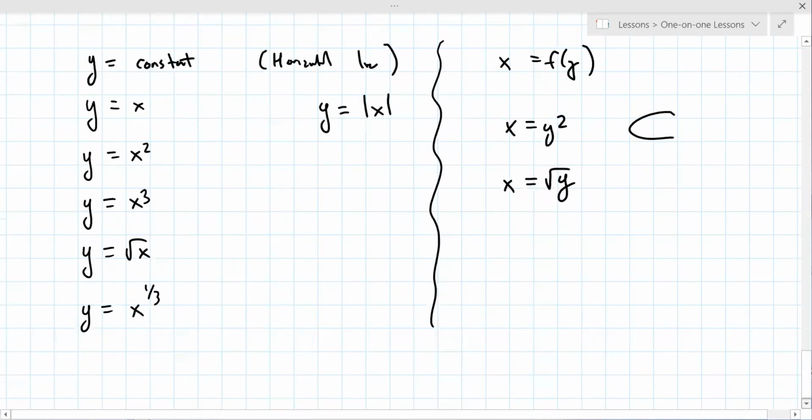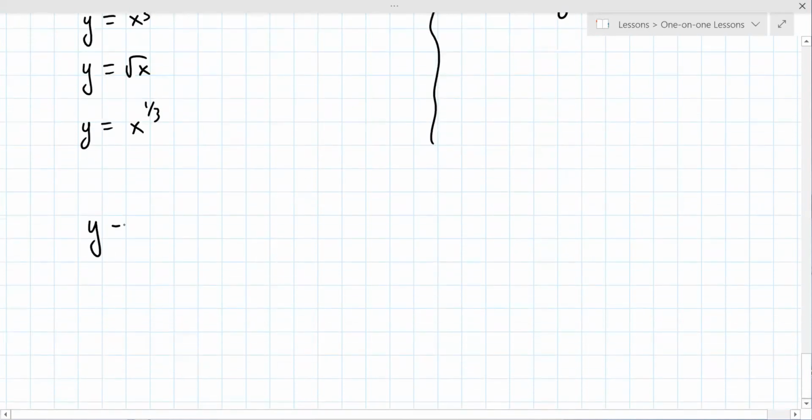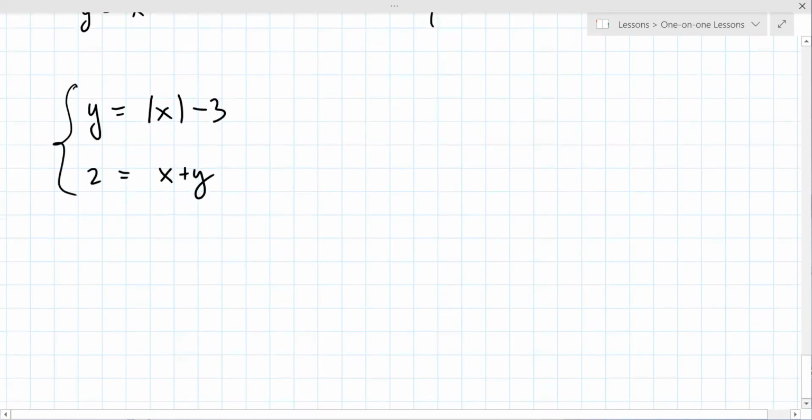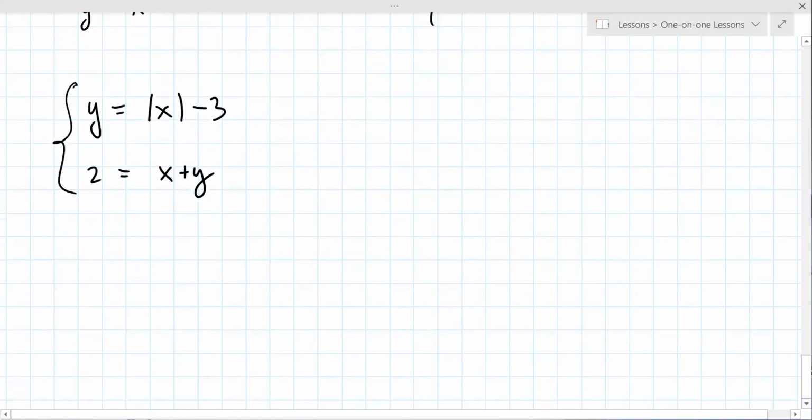So let's do one that's probably more realistic. y equals absolute value of x minus 3, and 2 equals x plus y. How many points of intersection do these have? You can graph if you want. You can solve, but you've got to give me an answer here in like 60 seconds. Not literally, but the point is, can you do it that fast?